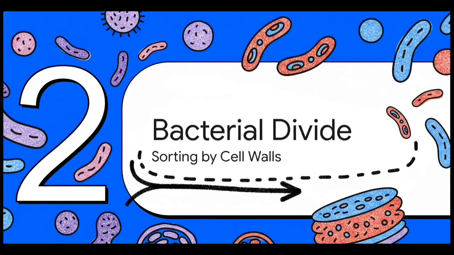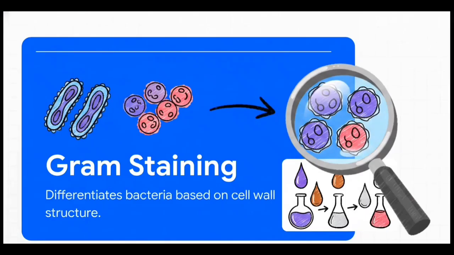Moving on to part 2, the Great Bacterial Divide, sorting bacteria by their cell walls. Let's see how our toolkit helps categorize these microbes into 2 massive, distinct families. Now, the Gram stain. This isn't just about painting microbes a pretty color. It's a heavy-duty structural stress test. This is arguably the most important primary procedure in microbiology because it physically divides almost all bacteria into 2 main camps based entirely on their armor.